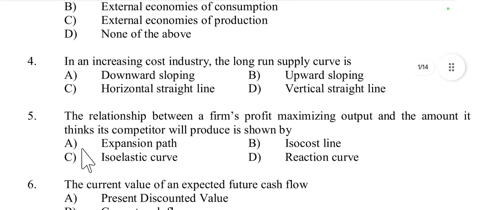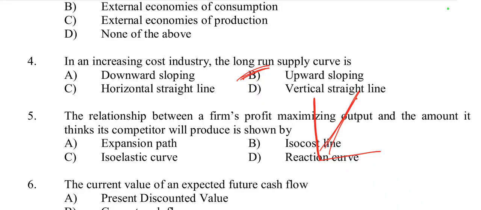Then question number 4. In an increasing cost industry, the long run supply curve is: downward sloping, upward sloping, horizontal straight line, or vertical straight line. In an increasing cost industry, the long run supply curve is upward sloping.